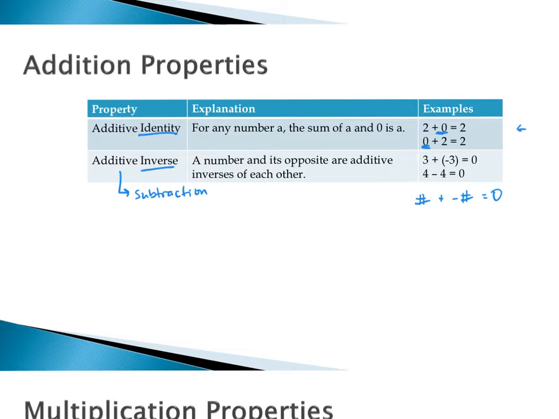Okay, but it's subtraction of the same number, this 4 minus 4 example. Because anytime you subtract two numbers, it can be rewritten as plus a negative. So if I have 5 minus 3, I can rewrite this as 5 plus a negative 3. But what makes this the additive inverse is you have to have the exact same number, and it's negative. So these are the addition properties, and you can see that from the addition properties, you actually get subtraction.